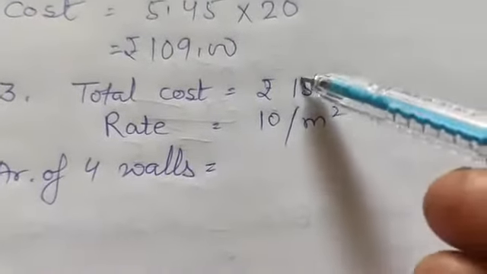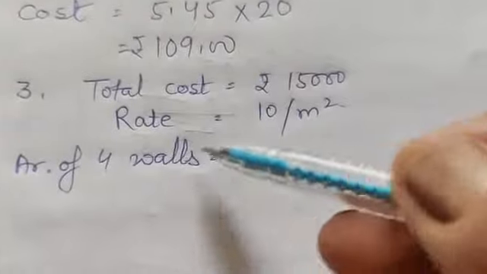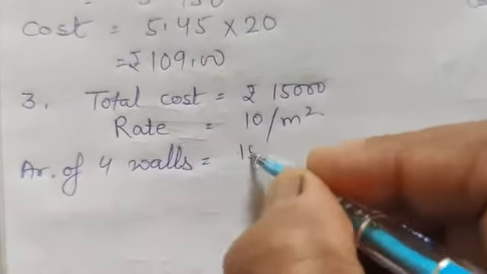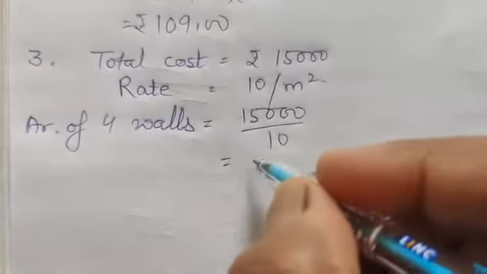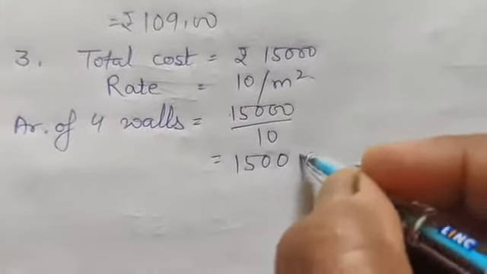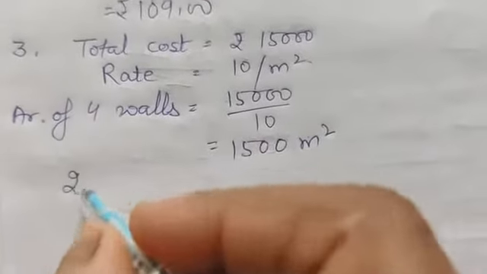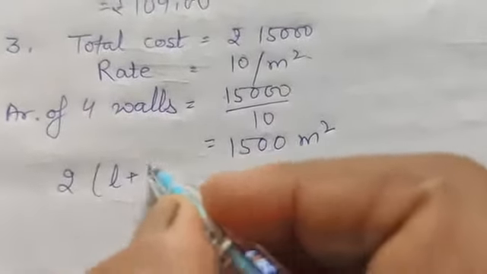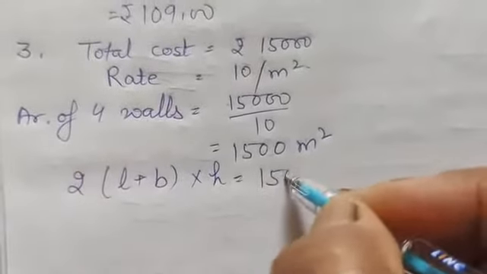The total cost is rupees 15,000. The rate is rupees 10 per meter square. Then the area of the 4 walls equals 15,000 divided by 10. It means the area is 1500 meter square. This is the lateral surface area. The formula of lateral surface area is 2 times (L plus B) into H.